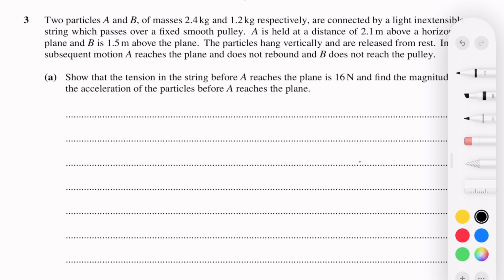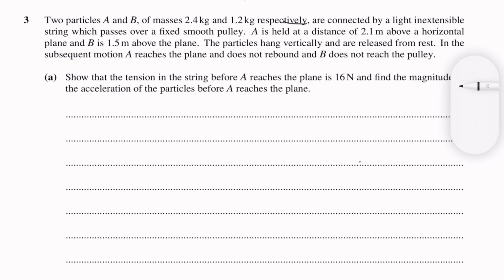Okay, question 3 says two particles A and B of masses 2.4 and 1.2 kilograms respectively are connected by a light and inextensible string which passes over a fixed smooth pulley. A is held at a distance of 2.1 meters above the horizontal line, while B is closer to the ground at 1.5 meters above the plane. The particles hang vertically and are released from rest, and in the subsequent motion, A reaches the plane and does not rebound. However, B does not reach the pulley.